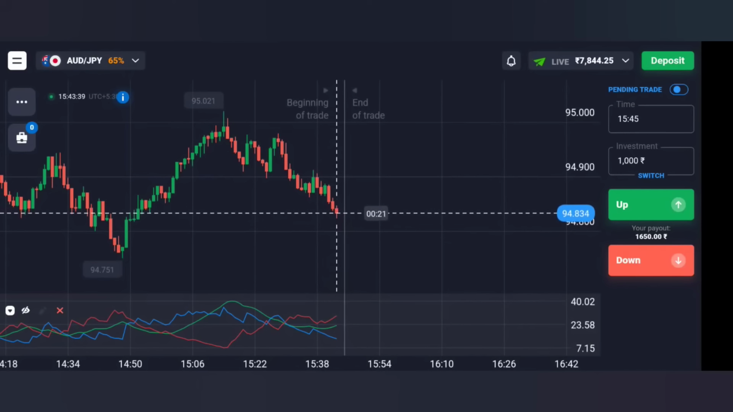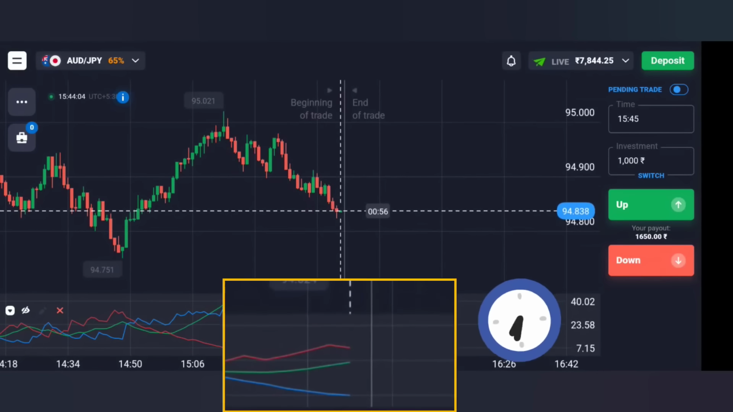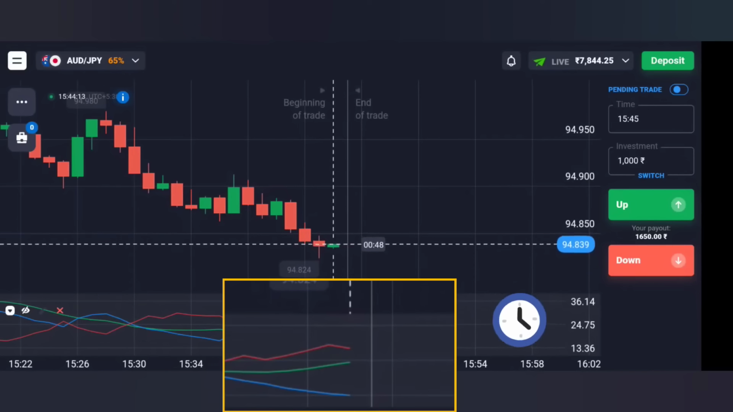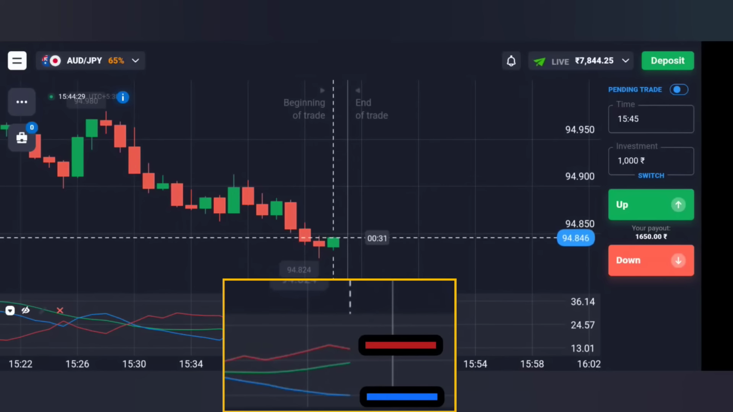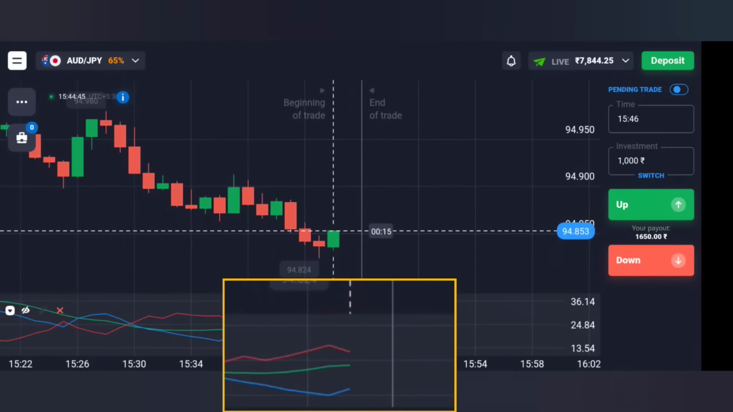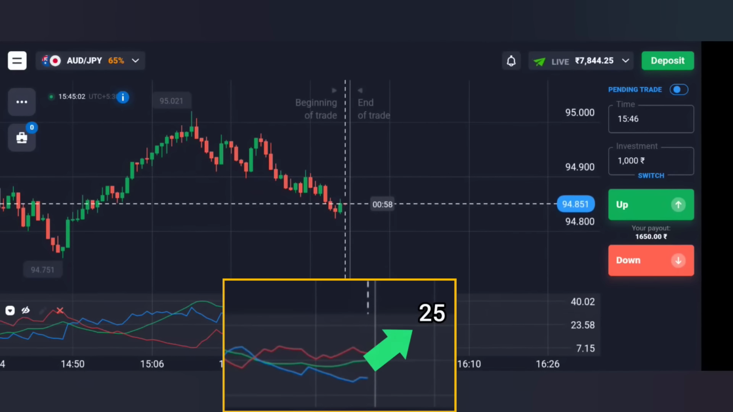Here there is a decent gap between blue and red line, and the green line is about to cross our limit point. Let's wait and see. Here the red is above the blue line, so we can know that it is moving in downtrend, and if the next candle becomes green then the green line will surely cross 25, then we can place the trade for next 1 minute down.